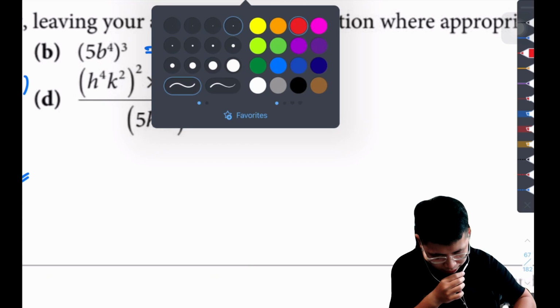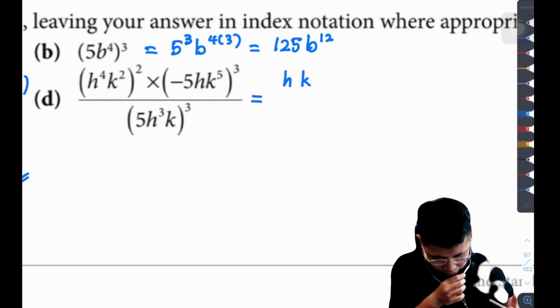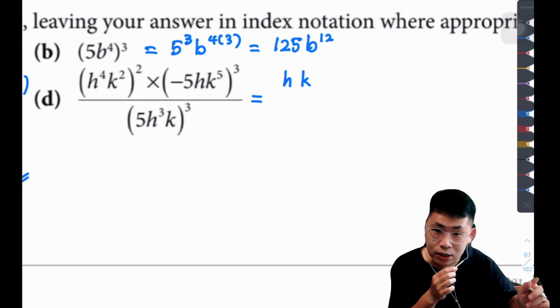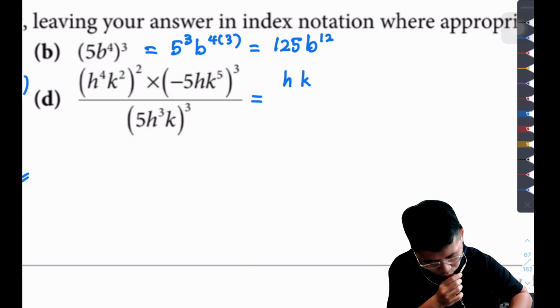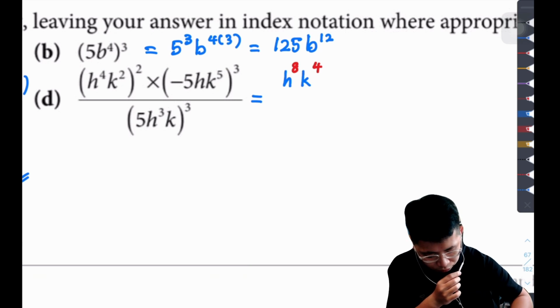But I want you to take a look at this. So we have h power 4, and then we have a square there. So we need to multiply the two in. So 4 times 2 is 8. k square and square will give you k to the power 4.